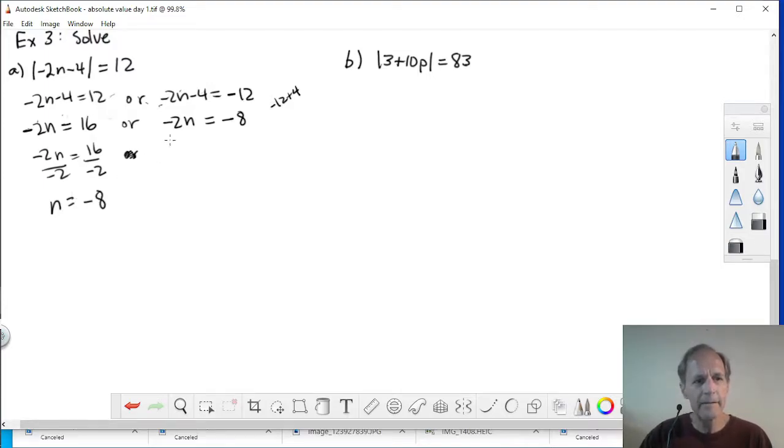Okay. So now let's go back and do this one. Divide both sides by negative 2. Okay, and that's n equals positive 4. Okay, so you have to be careful on these. But those are our two solutions.